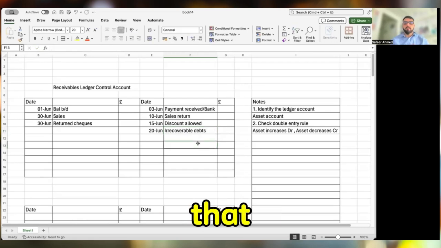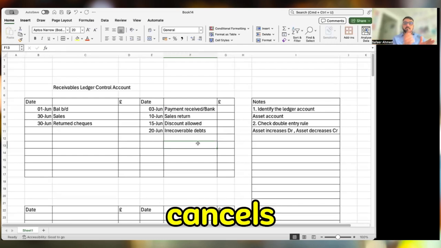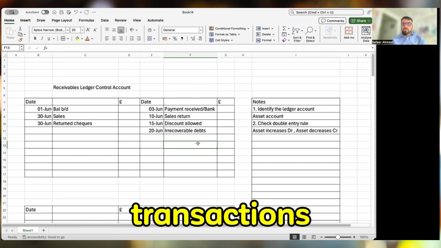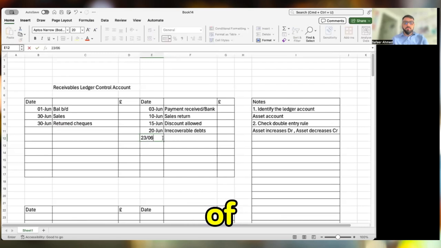In addition to that, if your customer is also your supplier, in other words you owe them 100 and they owe you 100, then it cancels both of the transactions in that sense. So what we call it is a contra entry. So let's suppose 23rd of June.